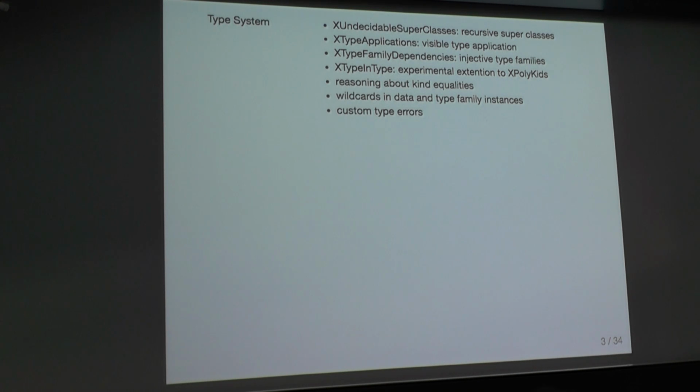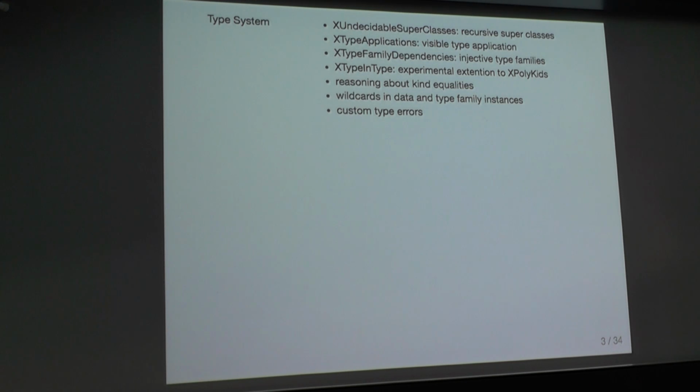You can have visible type applications, which is pretty neat if you have polymorphic types. You can say @ and then pass in the type, and this will force the type of the polymorphic function to be what you tell it to be. This is sometimes necessary if you don't have an argument. You could pass a value to have the type inferred. Type family dependencies is something like functional dependencies, but for type families. You can basically let the compiler know that this type family is injective, so it is less ambiguous and more things can be allowed.